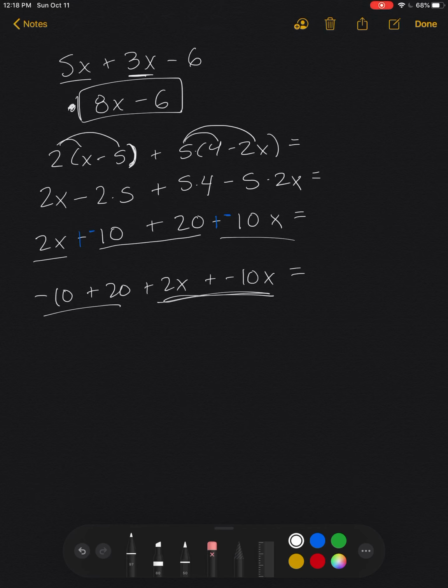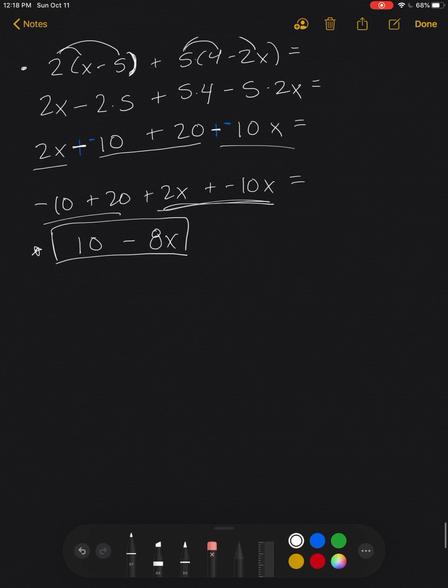Right, so I just rearranged the order. Again, because I like to group my like terms together. You don't have to do this. If you can do it in your head, that's great too. But I just wanted to show you, this is one of the reasons we learned that adding the opposite, so that you can rearrange your problems and combine all your like terms this way. Right, so negative 10 plus 20 is positive 10. 2x plus negative 10x is negative 8x. So I end up with 10 minus 8x, which again is so much simpler, right, than what we started out with.